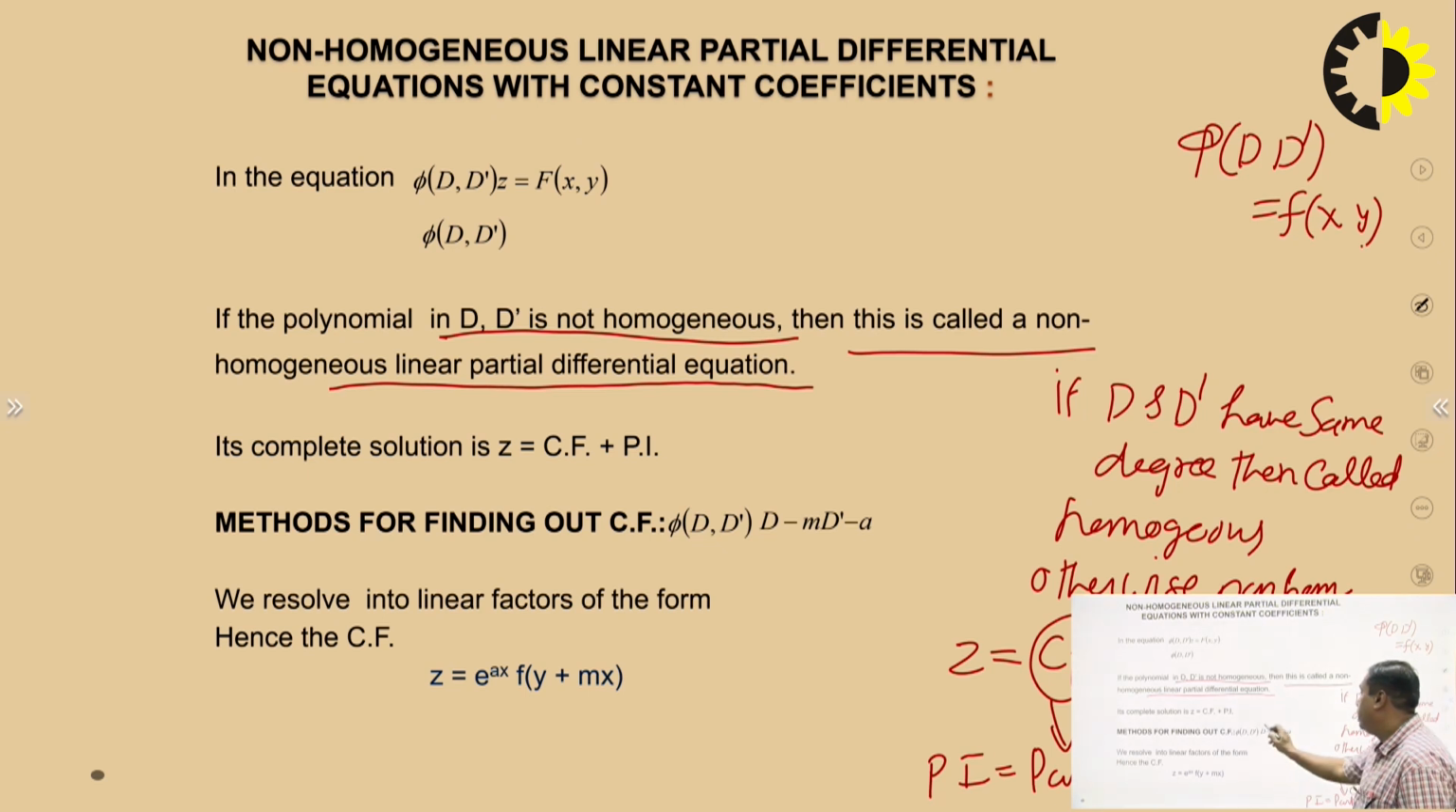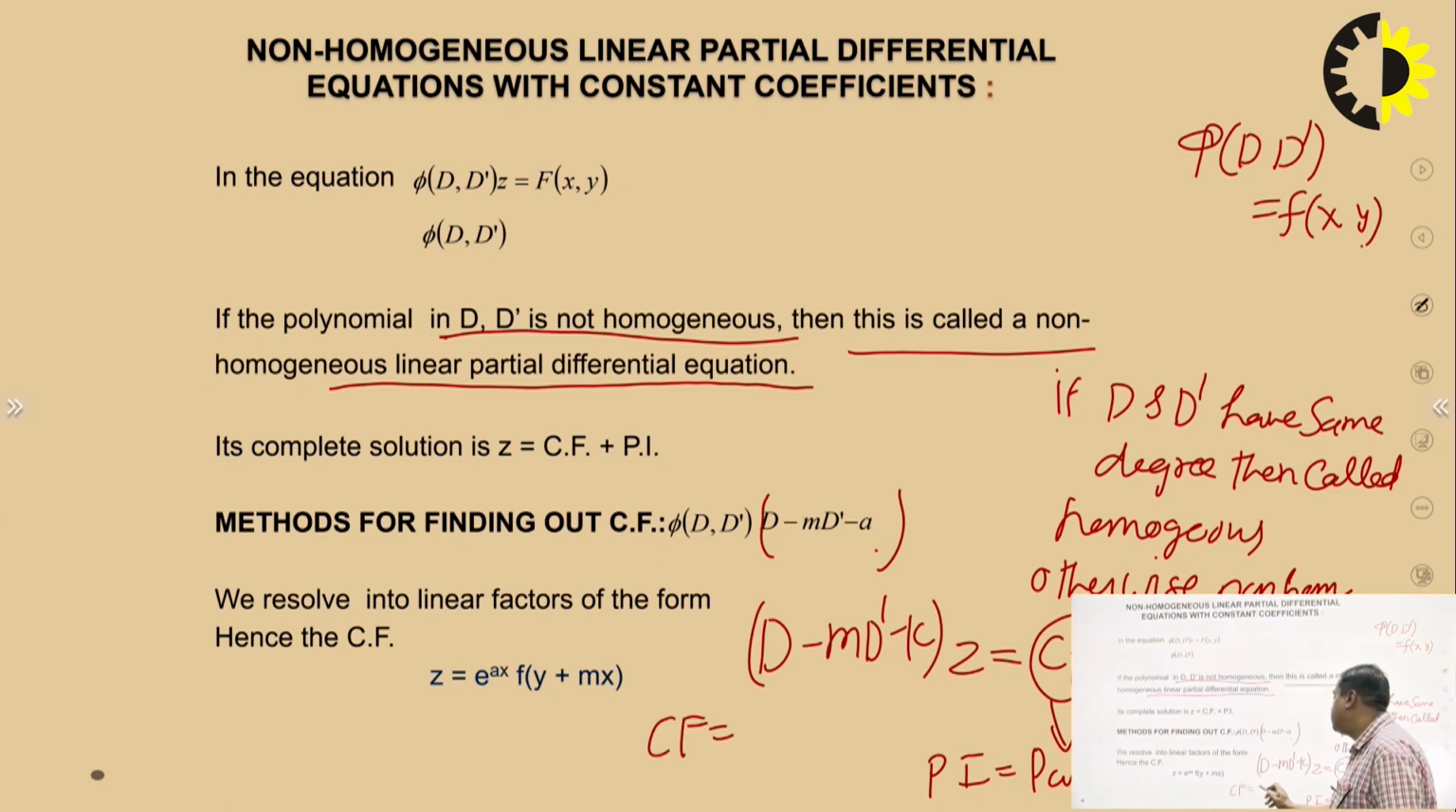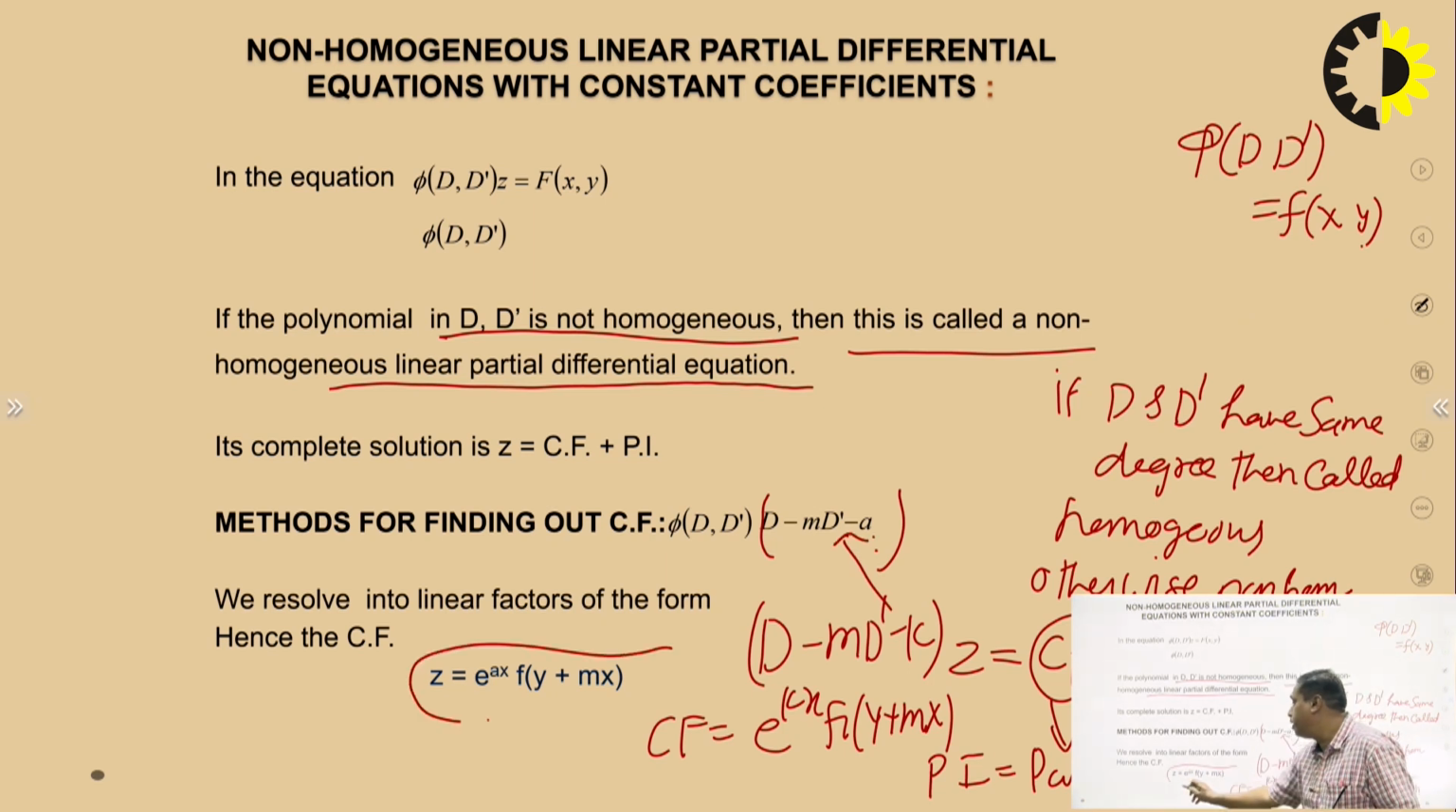We take the equation in the form D minus m D dash minus a. Comparing with D minus m D dash minus k, CF is defined as e to the power kx f1 of (y plus mx). Here we use the word k in place of a. So the solution becomes CF equal to e to the power ax f of (y plus mx) in the case of finding CF.